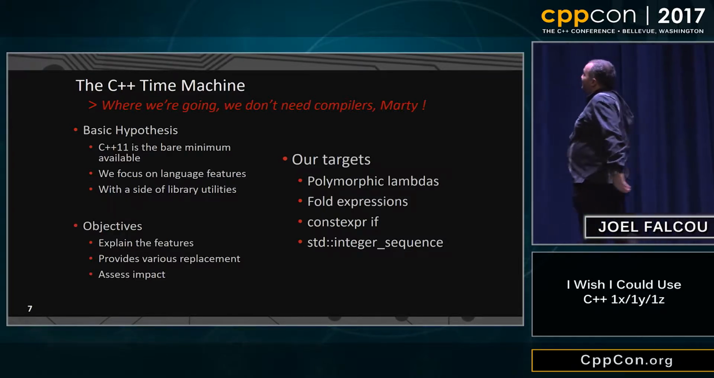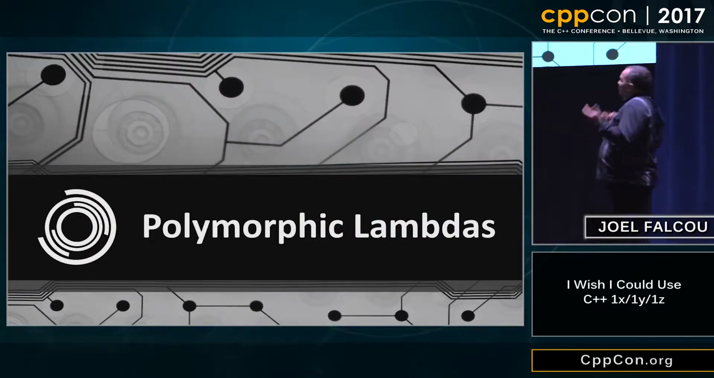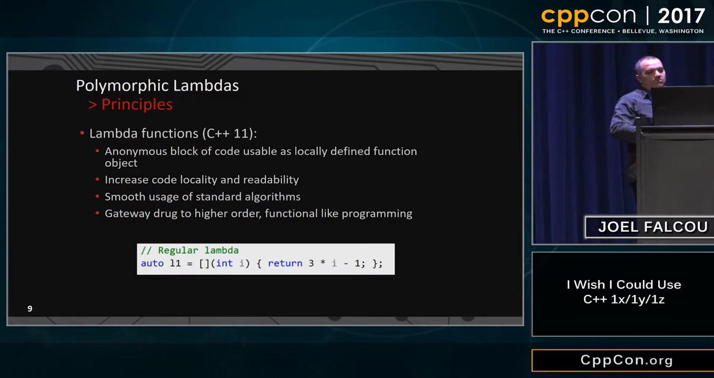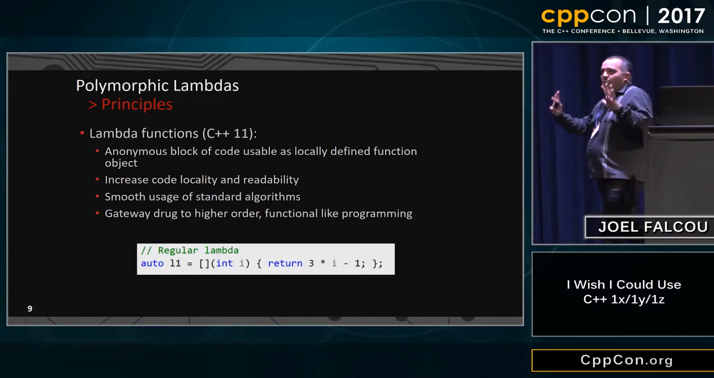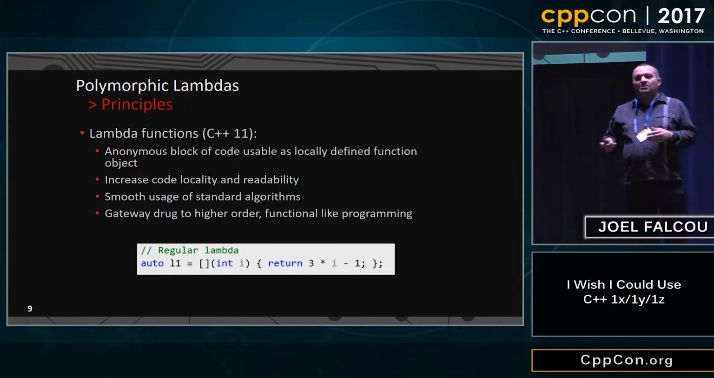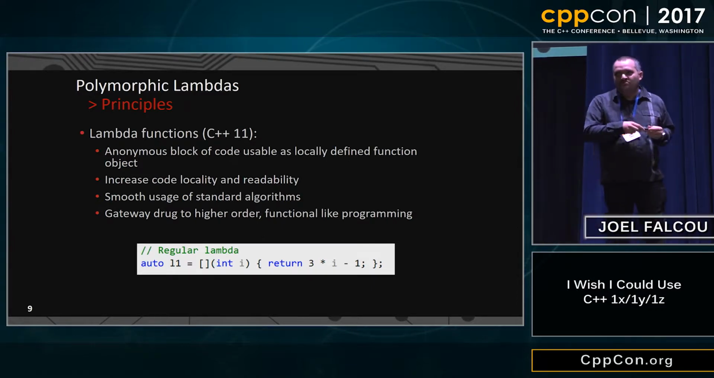So let's go over that. So, polymorphic lambdas. I think everybody is more or less familiar with what the lambda function or anonymous function is since C++11.